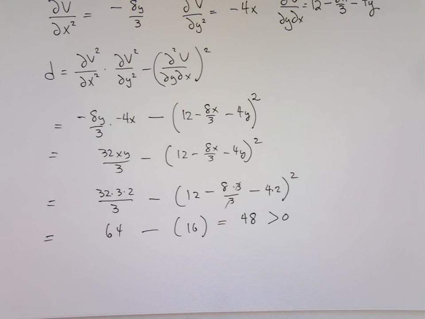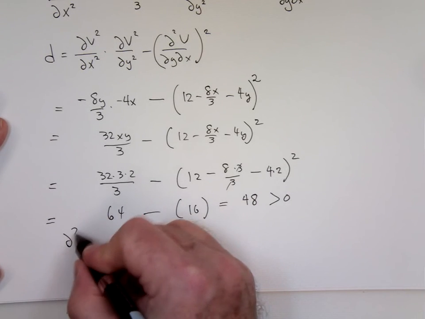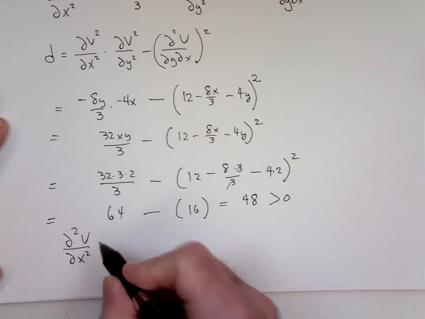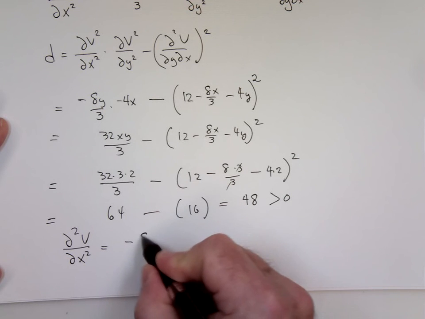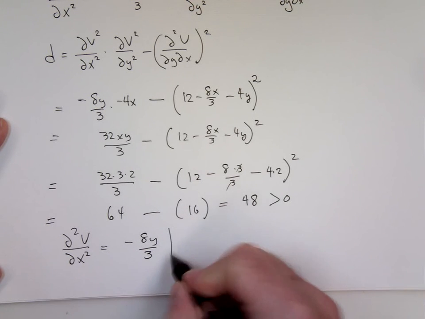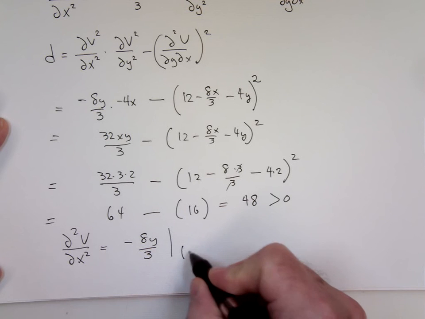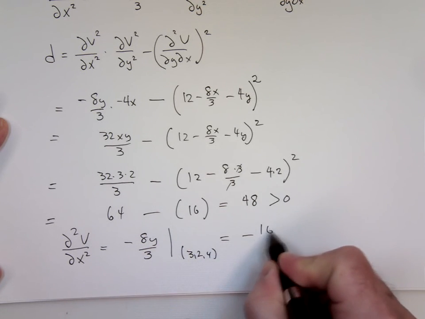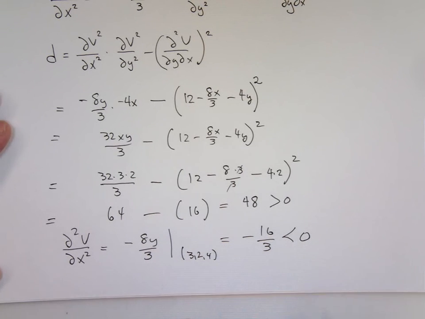And then look at the second partial with respect to x at this point, which is negative 8y over 3, and the point in question is 3, 2, 4. Put the 2 in there, we get negative 16 thirds, which is less than 0. Second partial less than 0, think concave down. Think maximum, okay? And that's what we have, a relative maximum. We have solved the problem.